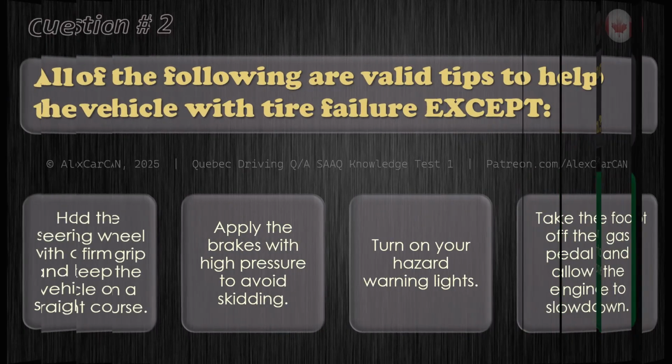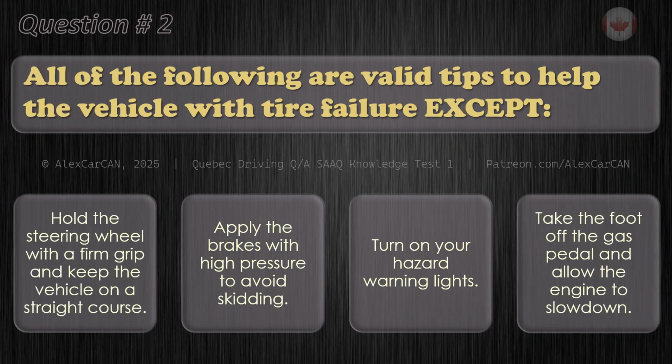Question number 2. All of the following are valid tips to help the vehicle with tire failure except: hold the steering wheel with a firm grip and keep the vehicle on a straight course. Apply the brakes with high pressure to avoid skidding. Turn on your hazard warning lights. Take the foot off the gas pedal and allow the engine to slow down. The correct answer is apply the brakes with high pressure to avoid skidding.